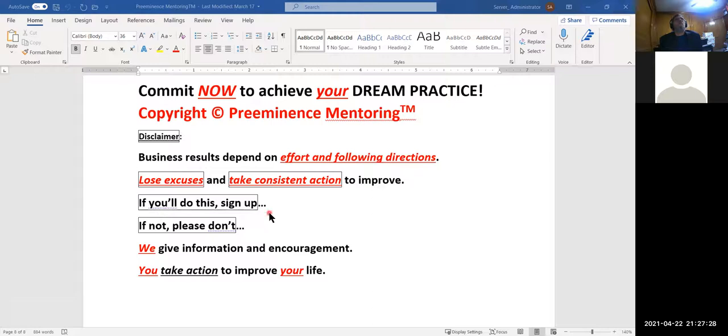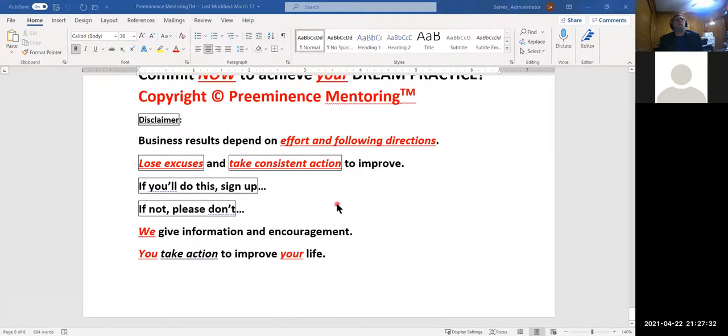You'll do this. Sign up. Not, please don't. You're not going to get any results if you don't act. We give you the information and encouragement. You take the action to improve your life. And that's the up and down part of it. So I would encourage you to do that if you want your dream practice and you don't have it already.